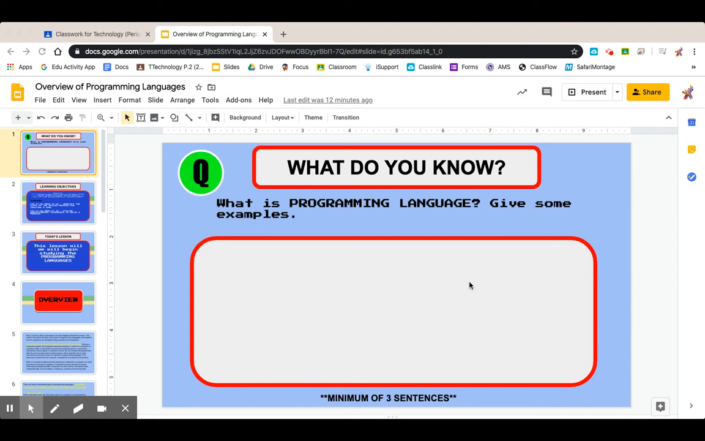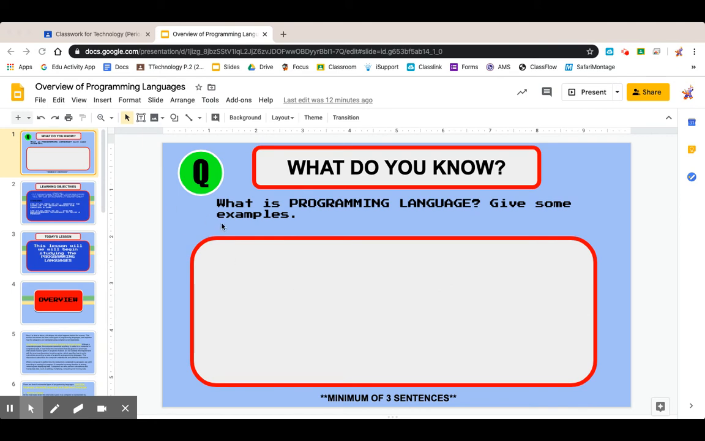Hey class, this is the overview of programming languages assignment. So last assignment, our first assignment, was an intro to programming itself, what programming was, and remember that is simply instructions given to a machine, a computer, a robot. It's the instructions used to perform a task. So now we're going to talk specifically about the languages.